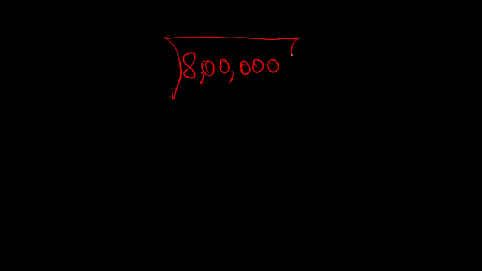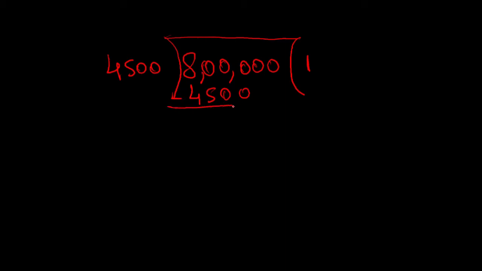So 8 lakh divided by 4,500 will be. Now here we have 4 digits in the divisor. So here also we can't divide it by 8 or 80 or 800. So again we should take 4 digits here also. Now the nearest value which we can take is 4,500 into 1. So 4,500 into 1 is 4,500.